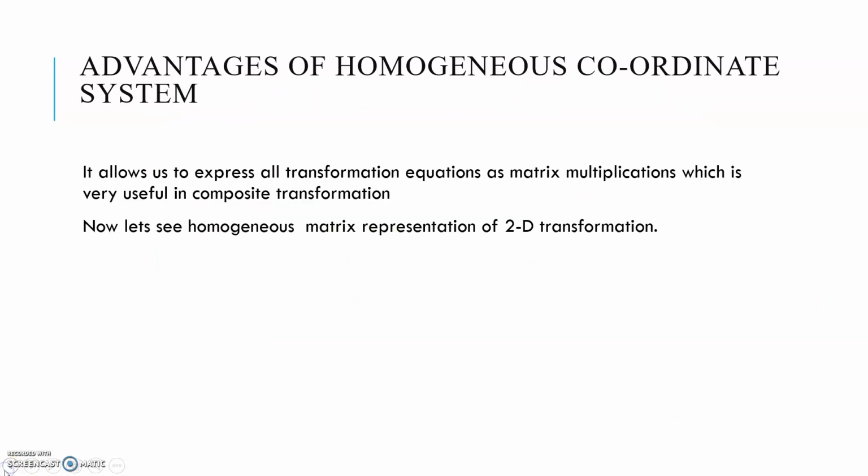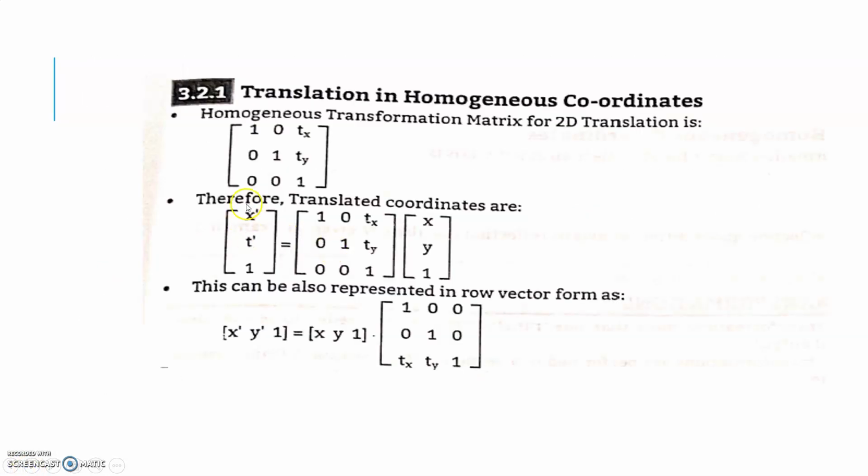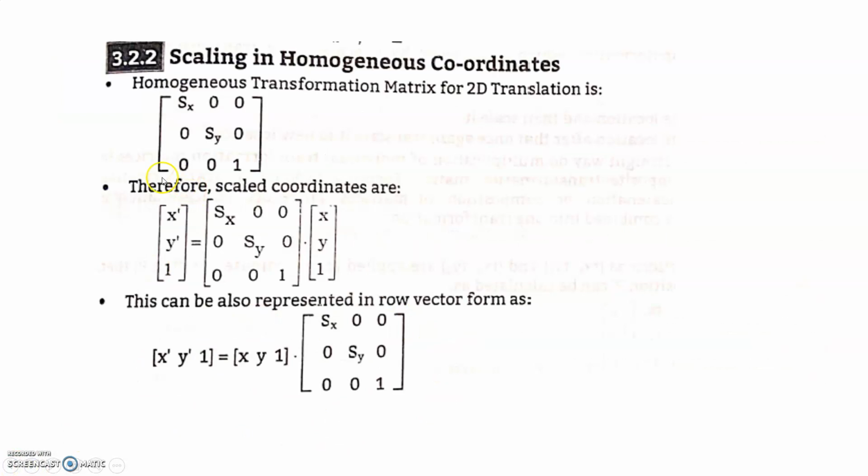Again, I will show you those formulas. Translation in homogeneous coordinates, that is this particular formula. This is the translated coordinates formula, and you can also represent it in row vector form like this. The next is scaling in homogeneous coordinates. This is the homogeneous transformation matrix for 2D scaling, and scaled coordinates will be represented by this formula, and it can be represented in row vector form in this way.